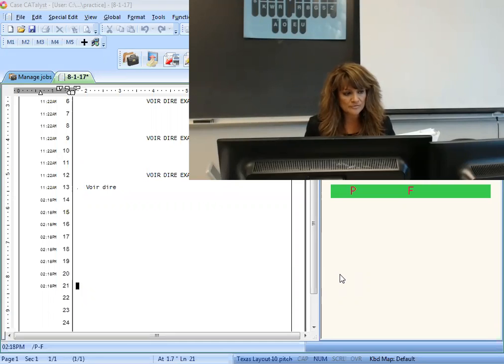So in your theory book, if you start with lesson 1, this is just information for you, okay? You don't actually have to complete anything on here. You just have to read everything. And it says getting ready for lesson 1. What is machine shorthand?